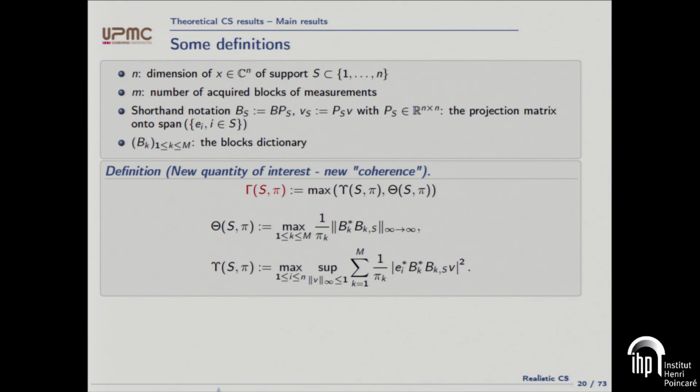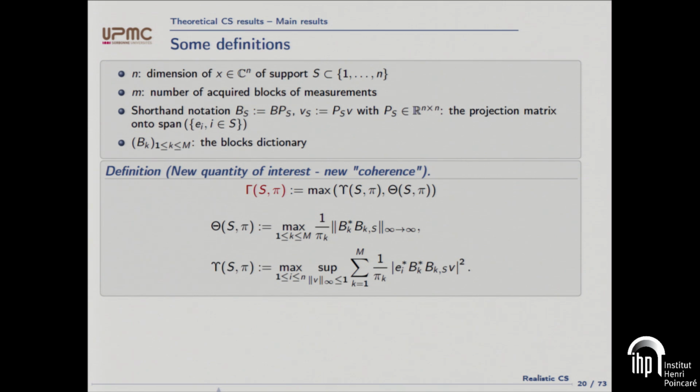And BK, the block dictionary. So we can define a new coherence, let's say, and we will call it gamma S pi. And gamma S pi, so S is the support of your signal, and pi is the way that you draw your block B. And gamma S pi can be written as the maximum between upsilon and theta. Theta is here, upsilon is here.